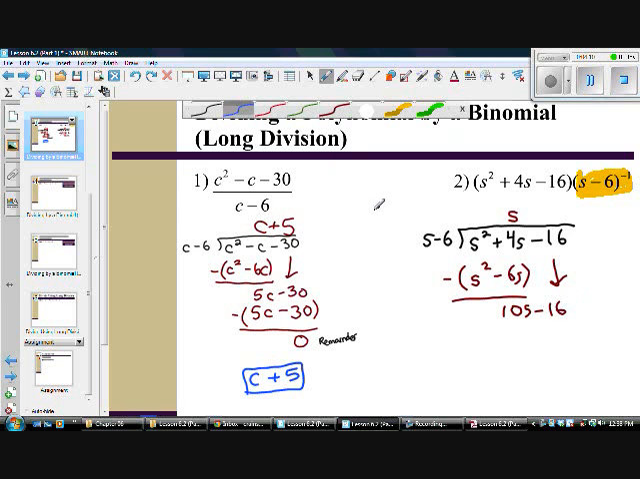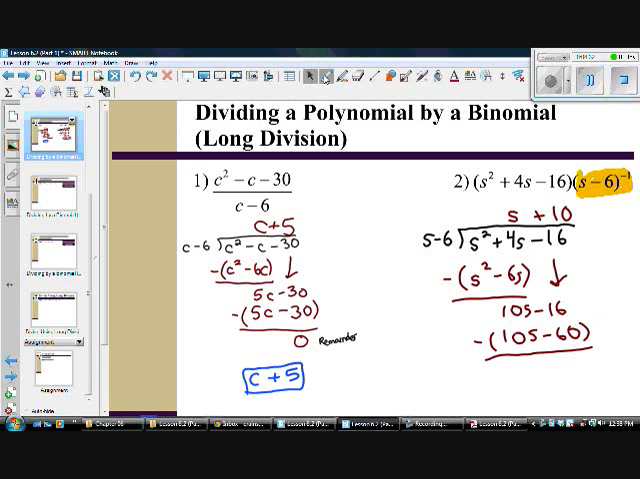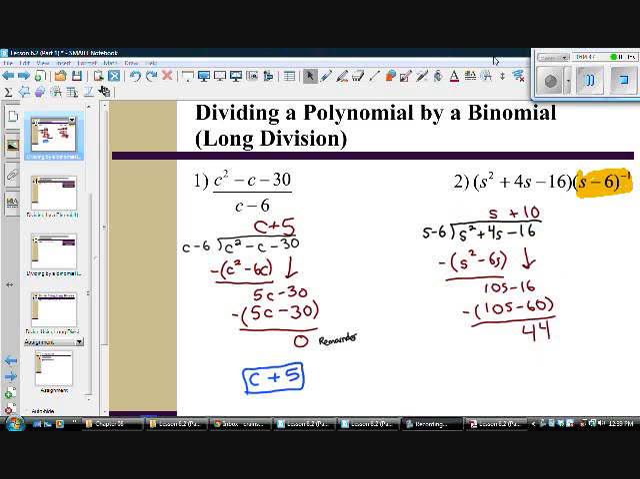And then we look at the first term. What do you multiply s by to get 10s? And that would be a positive 10. Distribute the positive 10. 10 times s is 10s. And 10 times negative 6 is negative 60. Subtract the entire expression. Our 10s minus 10s cancels. And negative 16 minus a negative 60 is really like doing addition. So negative 16 plus 60 is 44. And just like before, that 44 represents your remainder.